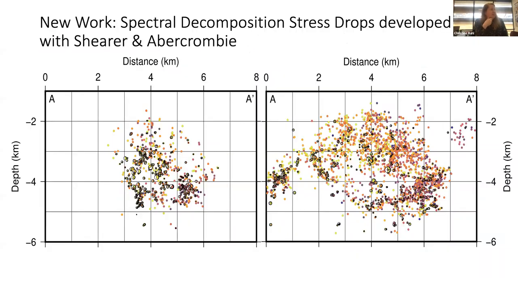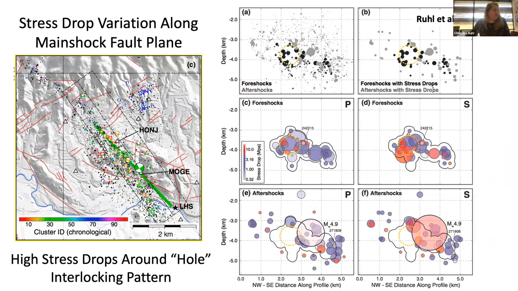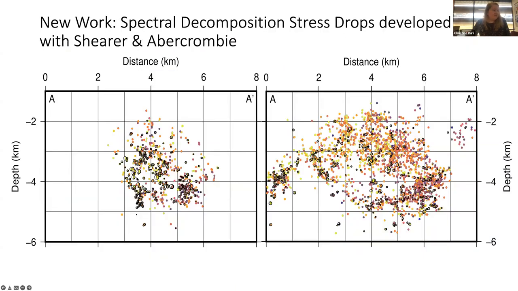So what we did was calculate 4,000 more results. This is the same fault plane, and the color scale changes. So the yellows are high stress drop, and the purples and oranges are lower stress drop. And again, these are just foreshocks on the left and aftershocks on the right.